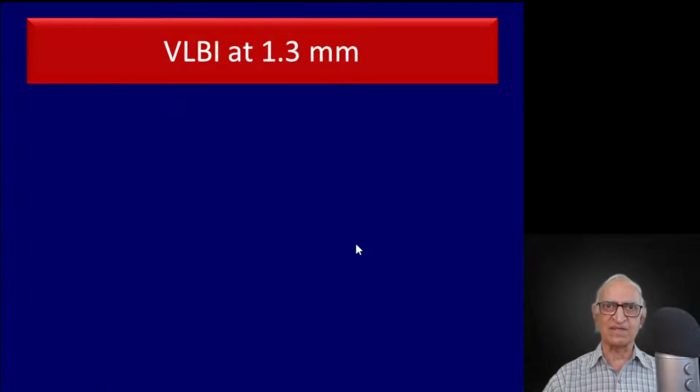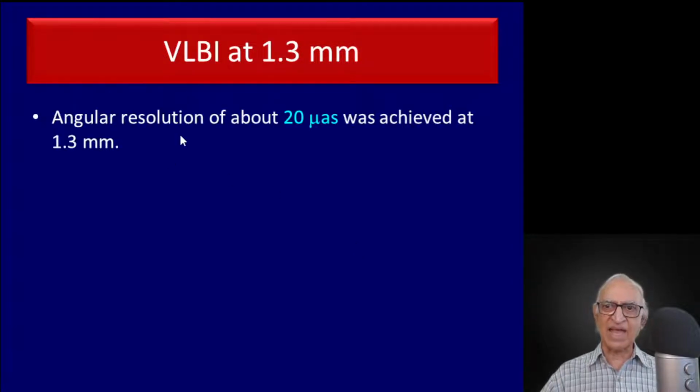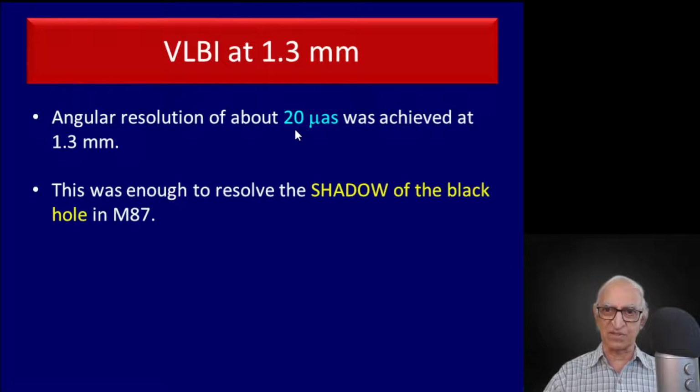And finally, radio engineers licked all these problems. An angular resolution of 20 micro arc second was achieved at 1.3 millimeter. So from 10 to the power minus 4 arc second, they were able to come down to 2 times 10 to the power minus 5 arc second, which was a tremendous achievement. Now this was enough to resolve the shadow of the 10 to the power 9 solar mass black hole at the center of M87.